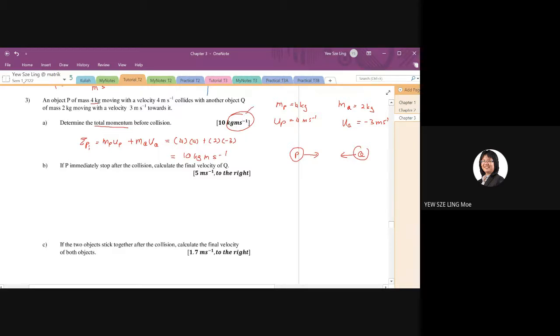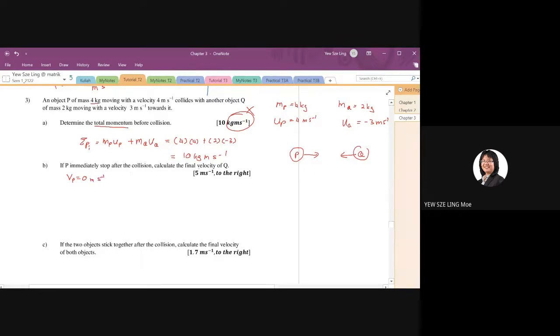This is incorrect. Make sure there's a space between kg and m, between m and s. Otherwise, it becomes millisecond. So if P immediately stops, what does it mean? It means your VP is equal to 0 because it's stopped.